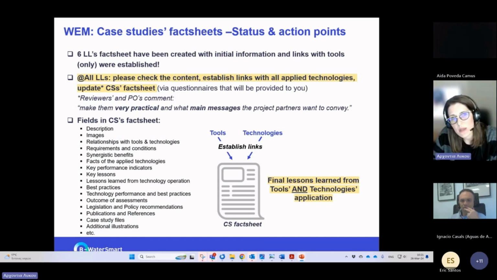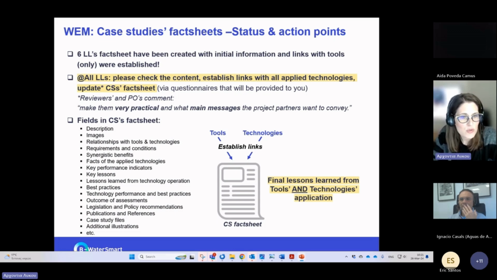So in contrast to the general information that is described in the technology fact sheet, in the case study fact sheet we are specifically describing the status, the lessons learned and the experience that was gained by the application of the tools as meant for a specific living lab, in a specific case, in a specific time.